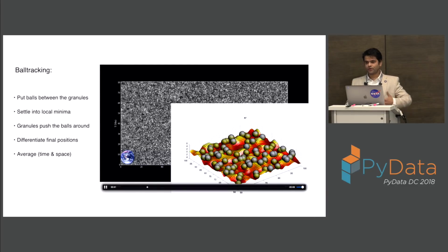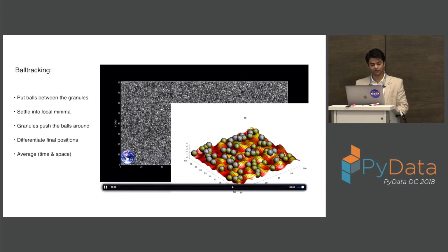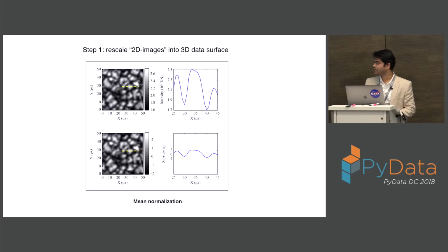And how do we get the flows? We differentiate the final positions of these balls to get a flow field. I will show you in more detail how we do that. First, to be able to track the granules with those balls, we have to rescale the data, because these 2D images are maps of intensity, and so they have ranges over thousands of data numbers. We need to rescale that so that from top to bottom we have an intensity that ranges much more, which is more friendly, so that the balls could settle into these local minima.